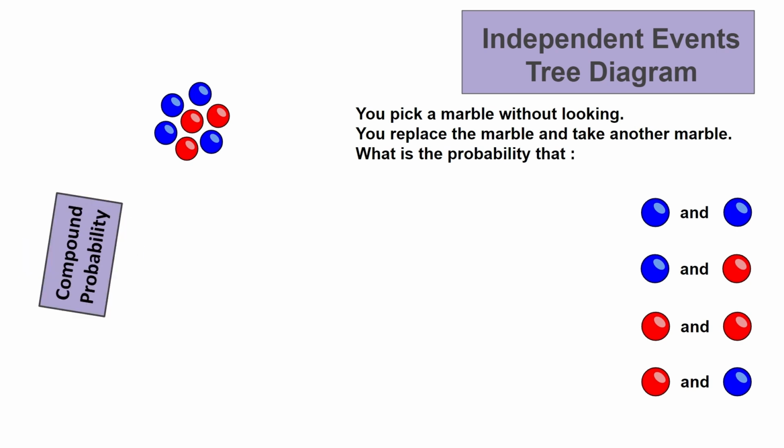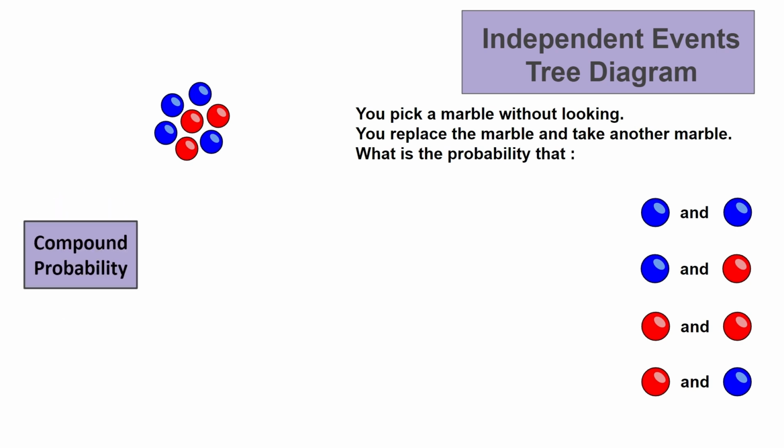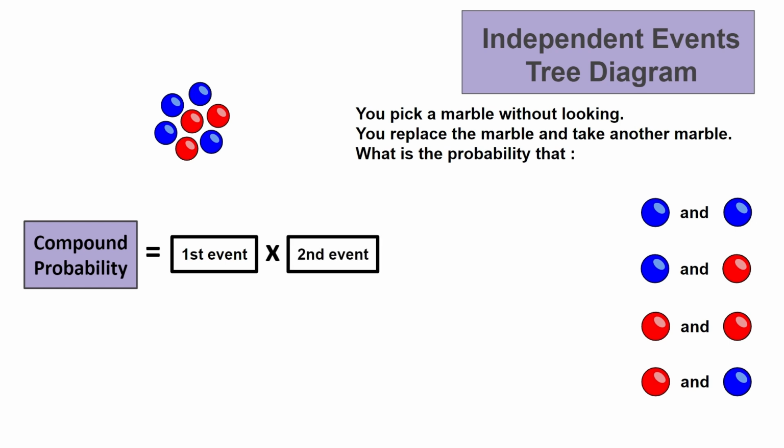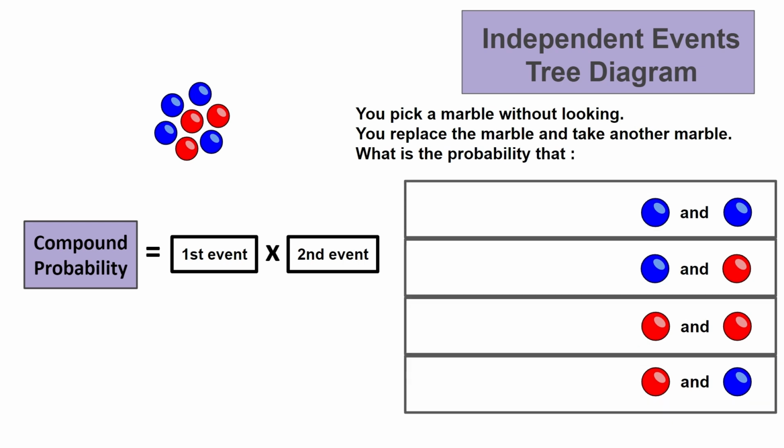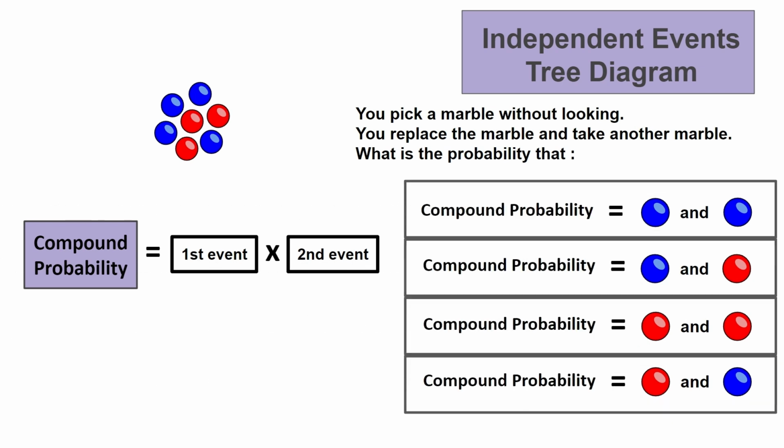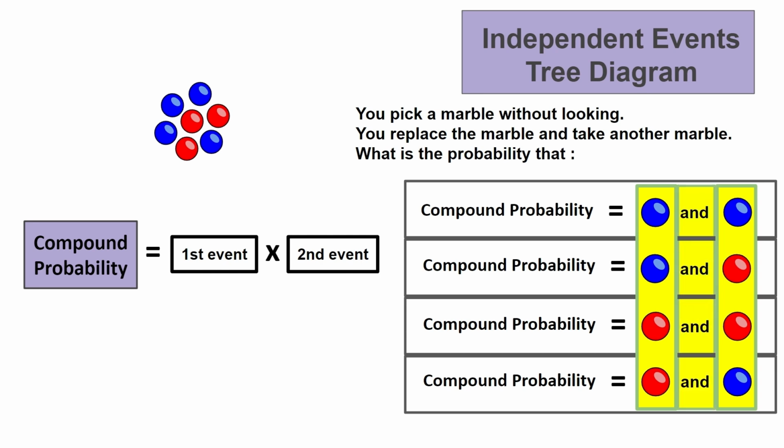So, how is compound probability calculated? Well, compound probability is equal to the probability of the first event multiplied by the probability of the second event. So that's what we're going to do in all of these cases. We're going to calculate compound probability by finding the probability of the first event in each of these cases and multiply by the probability of the second event in each of these cases. Now, when you see the word "and" in probability, it means that both events are to be multiplied.